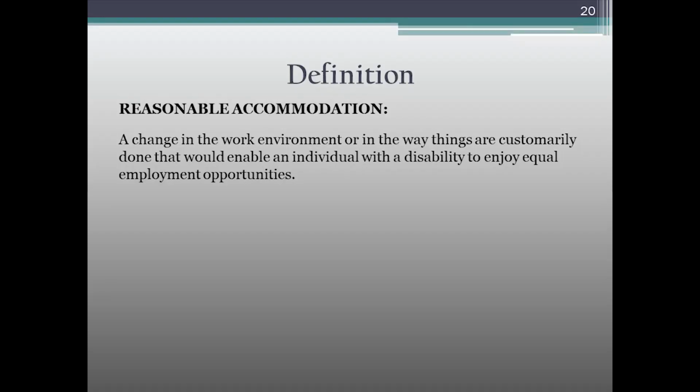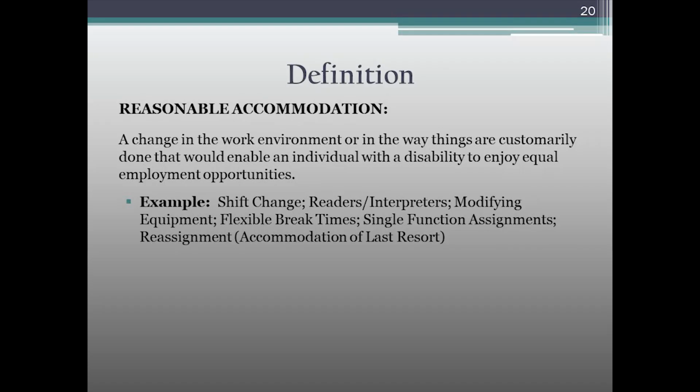Reasonable accommodation is defined as any change in the work environment or in the way things are customarily done that would enable an individual with a disability to enjoy equal employment opportunities. Some examples of reasonable accommodation would be a change in shift, providing readers, interpreters, modifying equipment, providing flexible times when an individual may take a break, adjusting job functions or job assignments, or even reassignment to a vacant position if the individual is not able to perform the essential functions of their current position with reasonable accommodation.